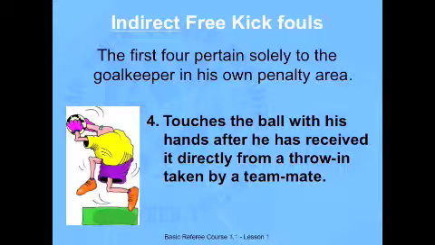The fourth indirect free kick foul pertaining to a goalkeeper in his own penalty area is similar to number 3, but the situation occurs when the keeper touches the ball with his hands after he has received it directly from a throw-in taken by a teammate. That teammate throws directly to the keeper in his own penalty area, and the keeper handles the ball.